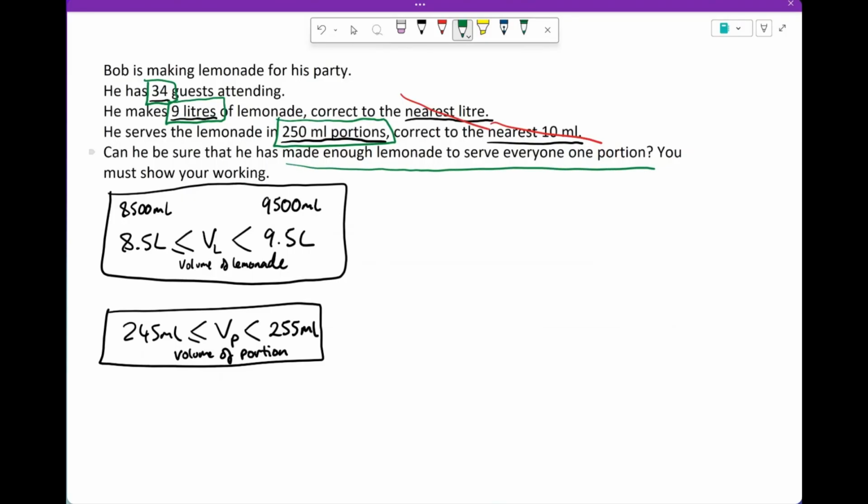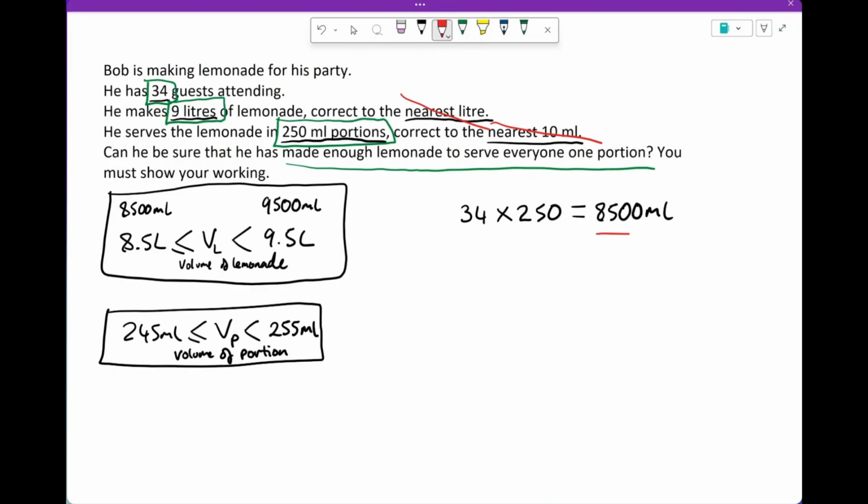So how would we approach the question? Well, we'd want to figure out if he's giving out 250 milliliter portions to 34 people, well, how much lemonade does he need to give out? Well, he needs to do 34 multiplied by 250. Okay, because that's going to tell him how much lemonade he needs to give out. So putting that into the calculator, we would get 8,500 milliliters.